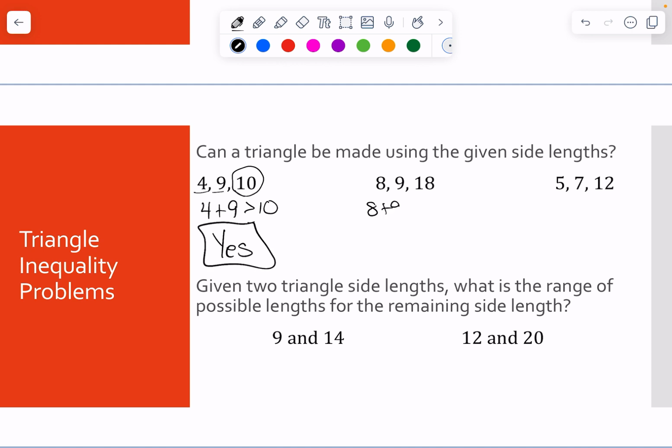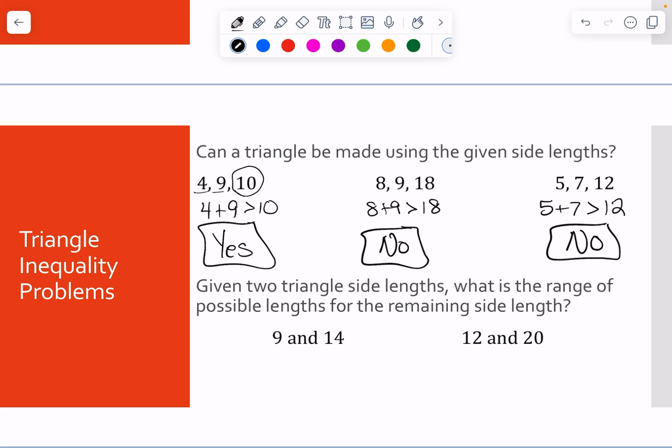Is 8 plus 9 greater than 18? And that answer would be no. So that cannot be a triangle. So then we look here, we have 5 plus 7. Is that bigger than 12? And again, that answer is no, because that is equal to 12, but it is not greater than.